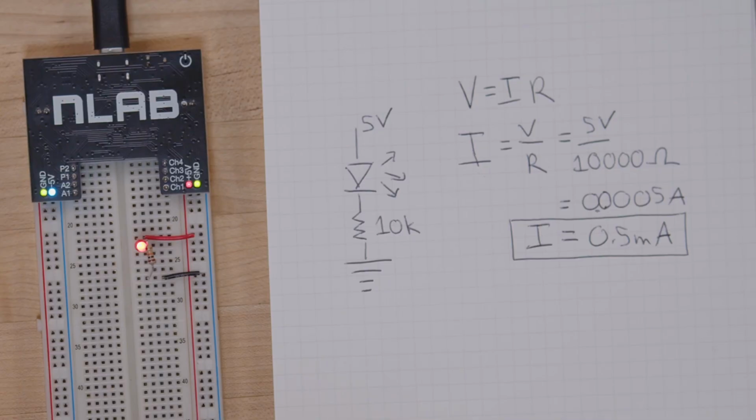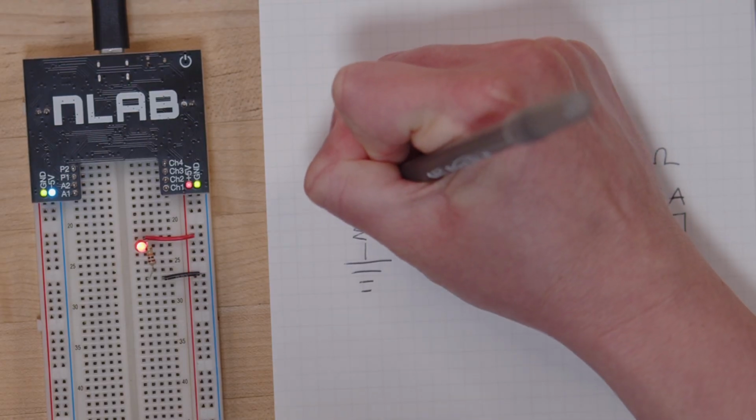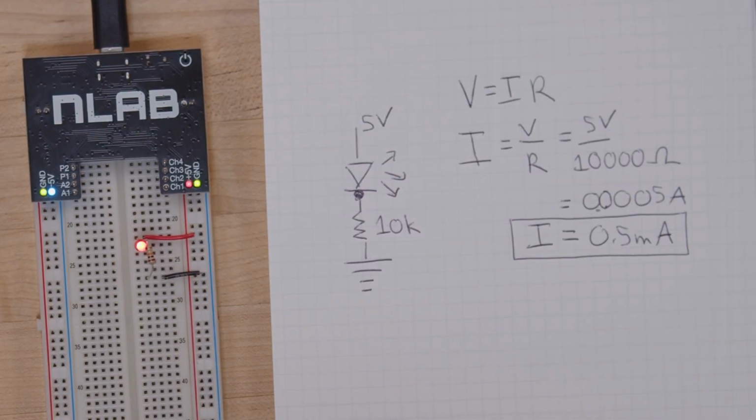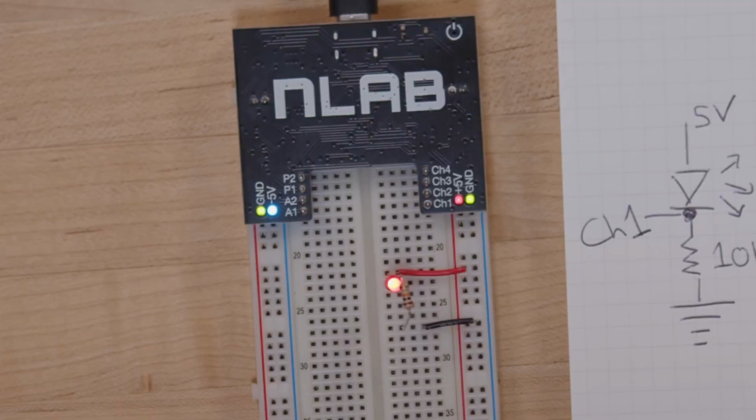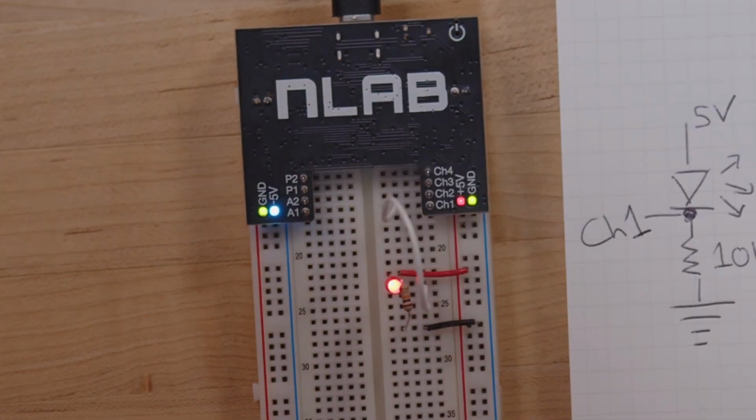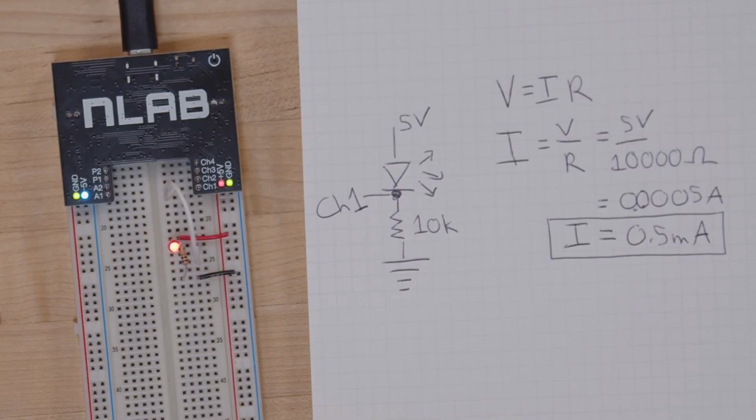Now, I've made a lot of assumptions here, and I could be totally wrong. Luckily, I can verify these assumptions using my NLAB. I can use it to measure the voltage here and divide by R to calculate the current. I'm going to connect this point to channel 1. So I can make the invisible visible and see what's happening in my circuit using the app.